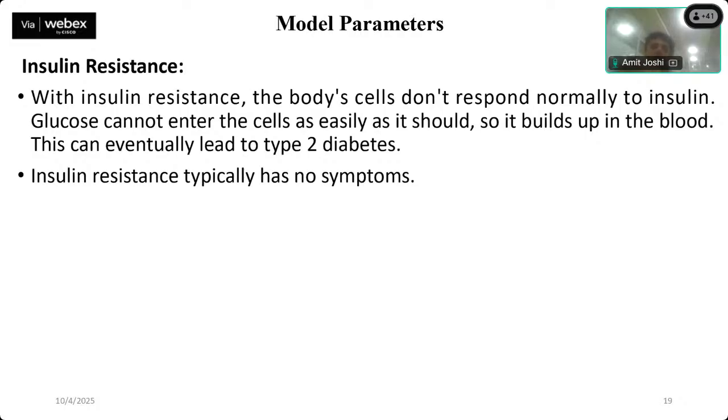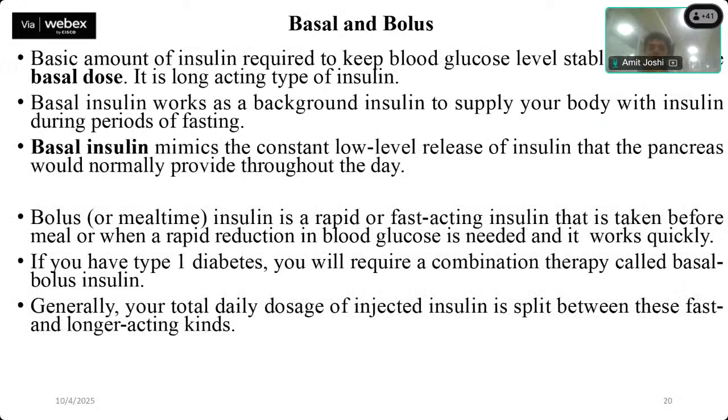Insulin resistance in the body is very important. The body cells don't respond normally to the insulin. Glucose cannot enter the cell as easily as it should, so it builds up in the blood. That's why we use the term blood glucose value. Okay, so this can eventually lead to type 2 diabetes. Insulin resistance typically has no symptoms.